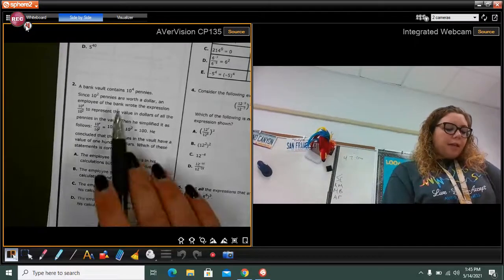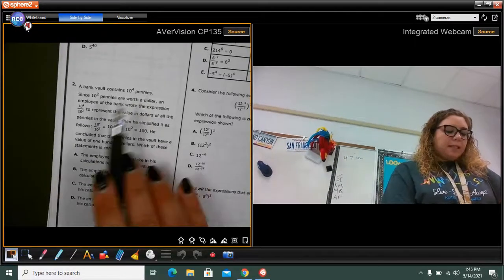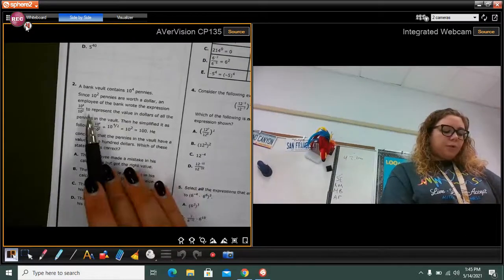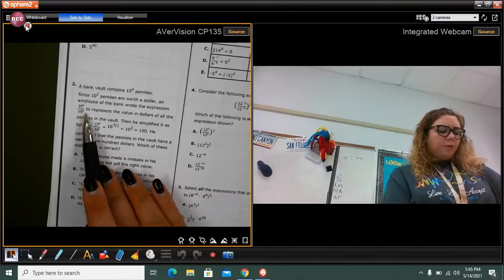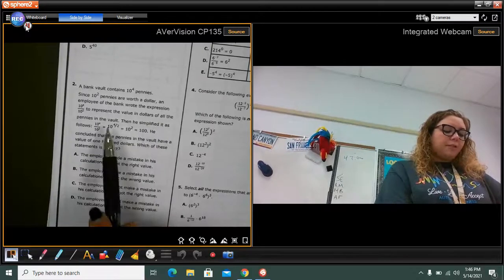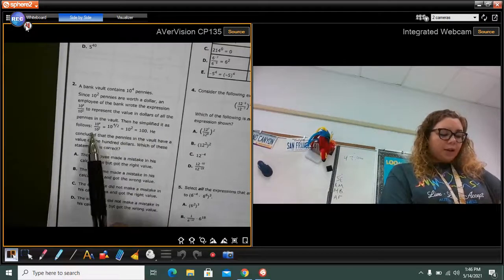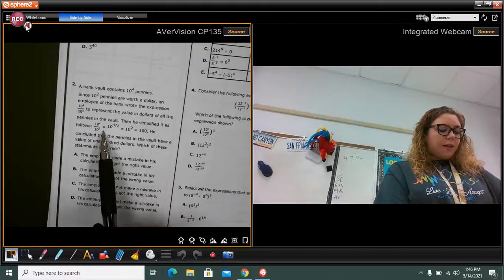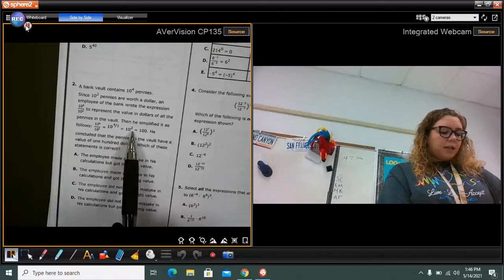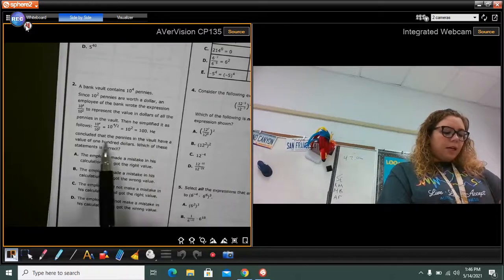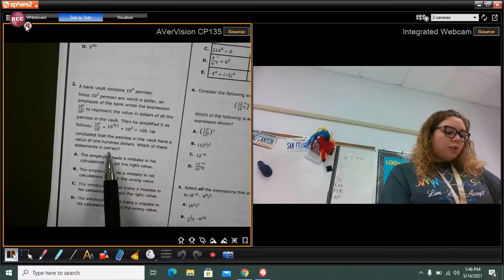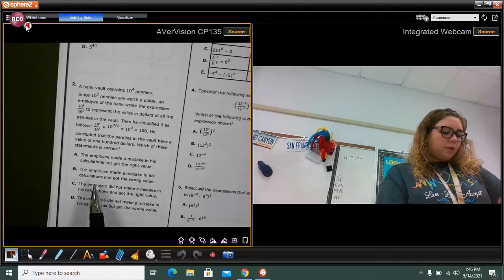A bank vault contains 10 to the 4th pennies. Since 10 to the 2nd pennies are worth $1, an employee of the bank wrote the expression 10 to the 4th over 10 to the 2nd to represent the value in dollars of all the pennies in the vault. Then he simplified it as follows. 10 to the 4th divided by 10 to the 2nd equals 10 to the 4th halves equals 10 to the 2nd equals 100. He concluded that the pennies in the vault have a value of $100. Which of these statements are correct?